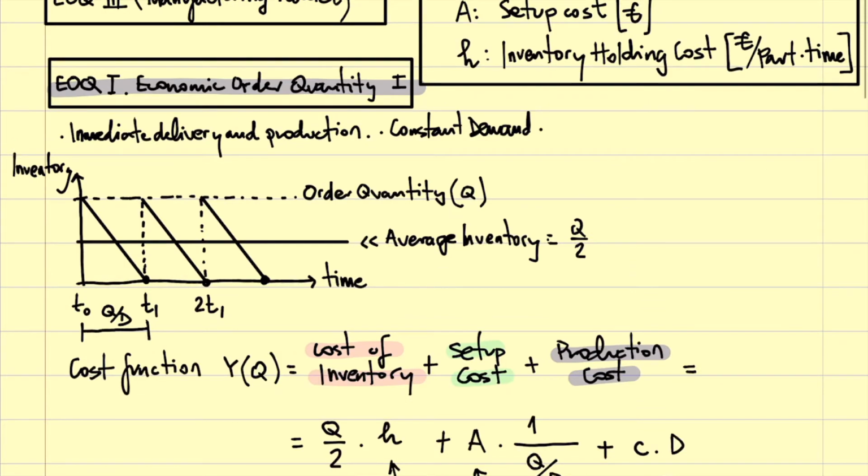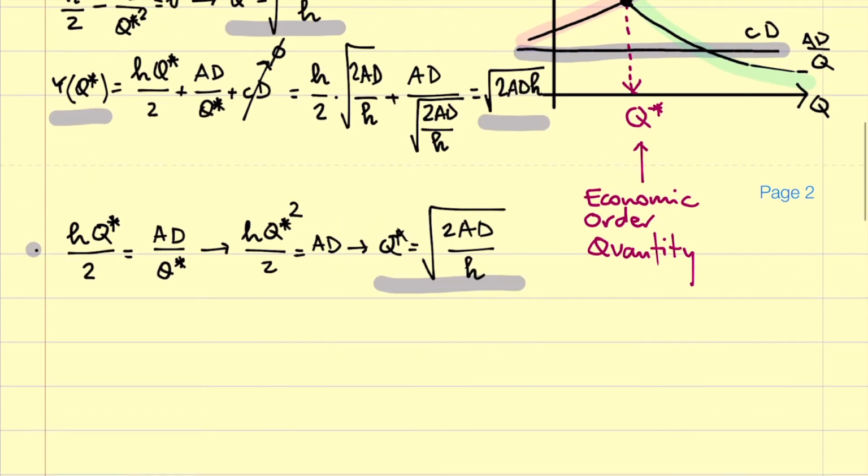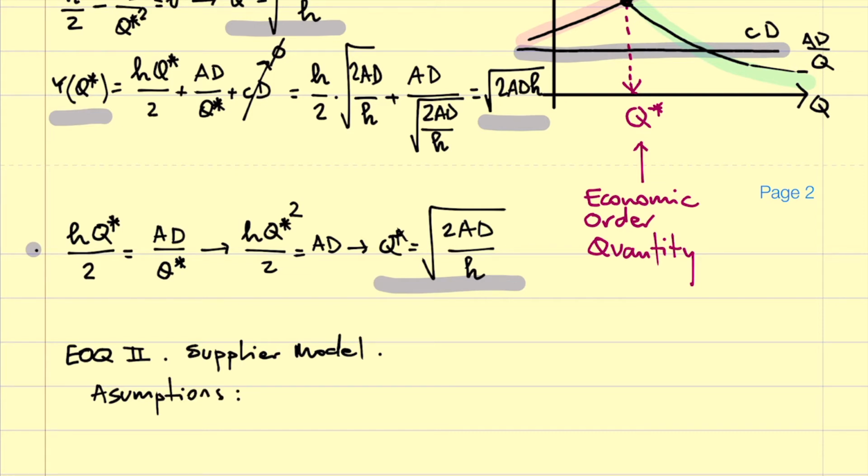So this is just a reminder, as I said. The new content comes here. EOQ2, okay? This is called the supplier model. Here, our assumptions are as follows.